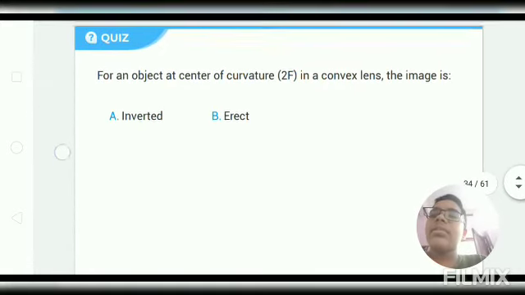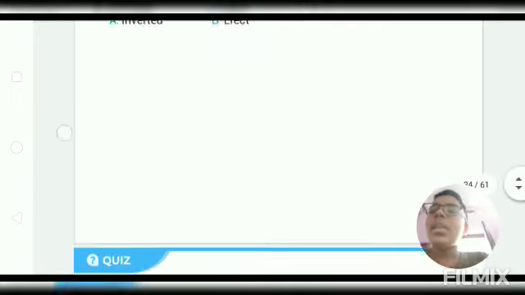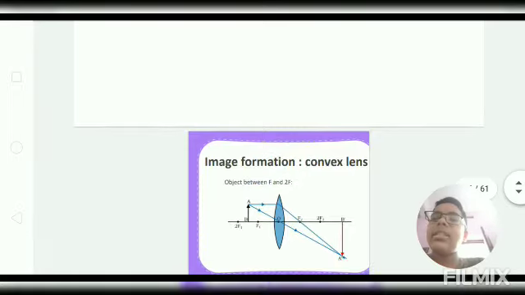Okay, let's have another small question. For an object at the center of curvature in a convex lens, the image is. Time ends in 5, 4, 3, 2, 1. We'll get an inverted image.